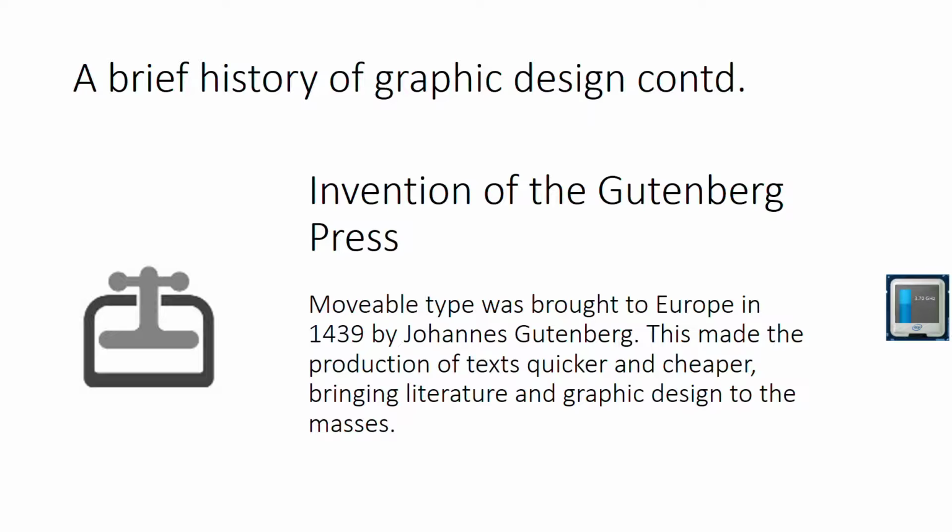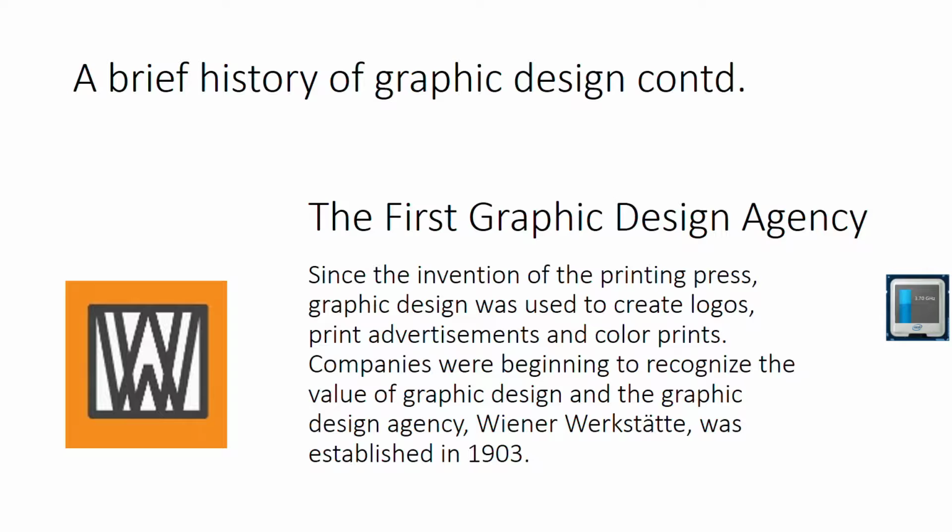Alright, so then here comes the big invention, or the big innovation, the printing press. The Gutenberg printing press, or printing equipment, made production of texts quicker and cheaper, bringing literature and graphic design to the masses. This was a very big event, in 1439 by Johannes Gutenberg. That was when the printing press came into existence, and it made printing much faster and easier.